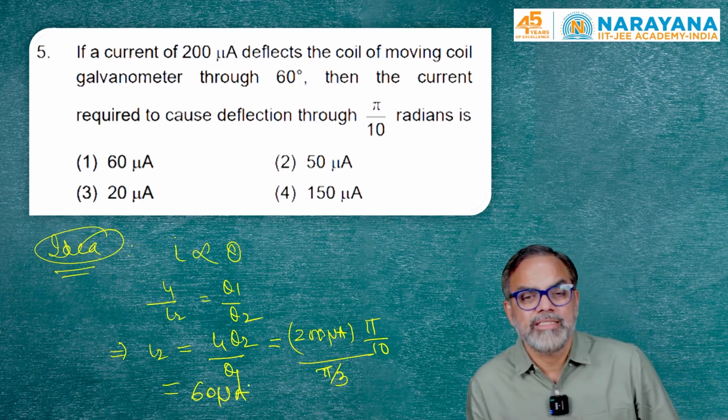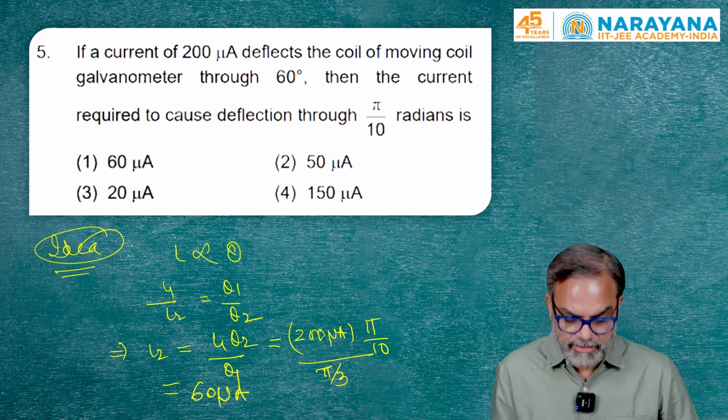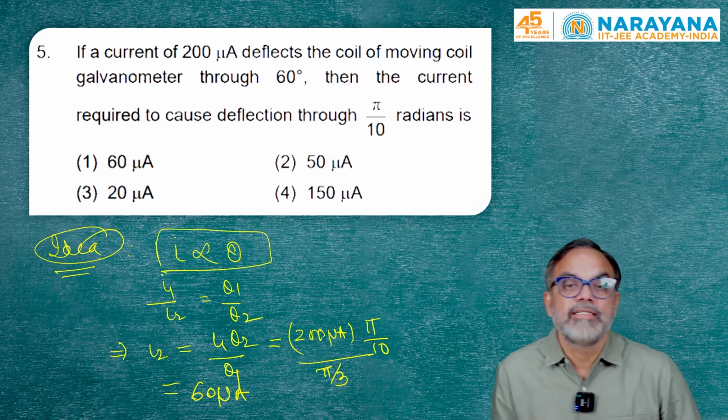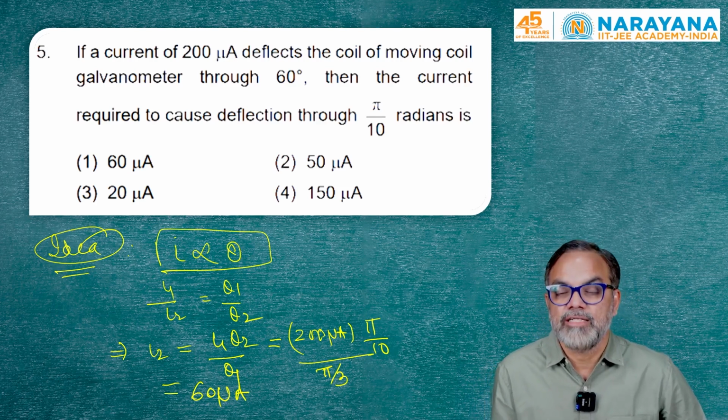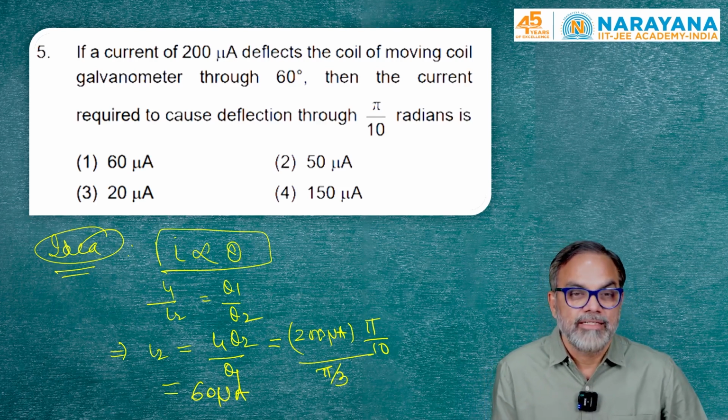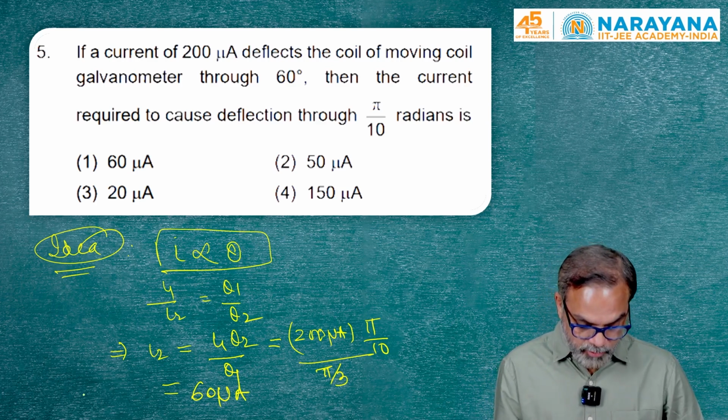Very simple, just put the value, get the answer. So this is the idea, that deflection is proportional to current, or current is proportional to deflection in galvanometer.